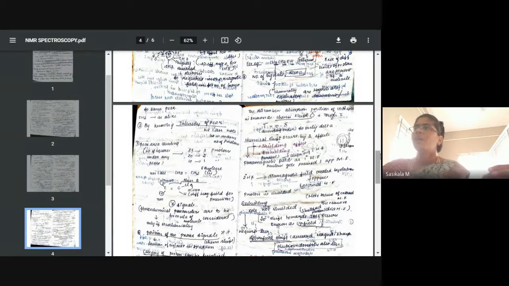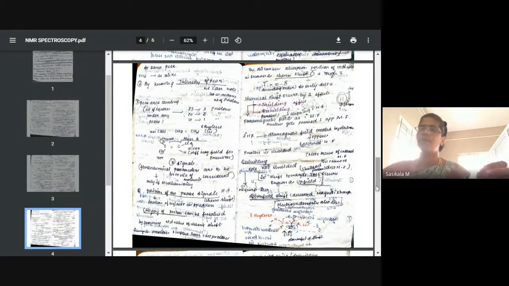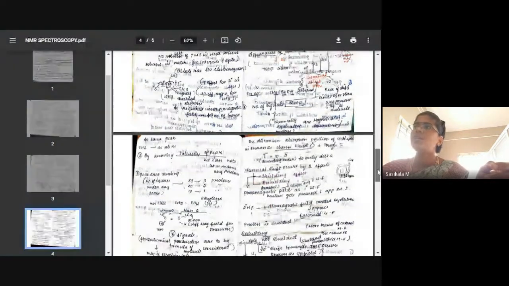And one more thing: sometimes you will not get only one signal for the same kind of proton. You will be getting 2 signals for the same kind of proton. It will be split into 2 signals. How? You want to see the stereochemical formula. Here we have taken only the chemical formula for ethanol. This is not sufficient.